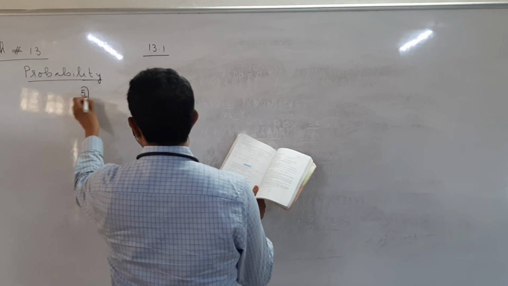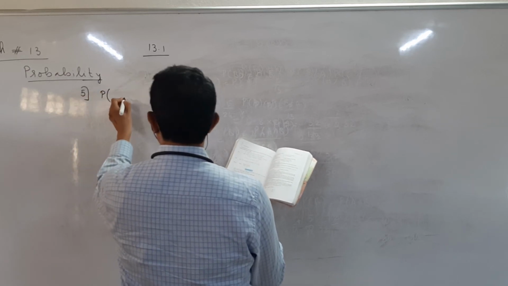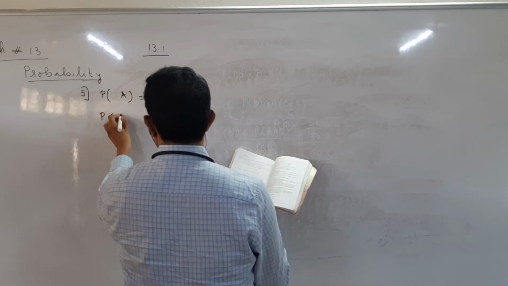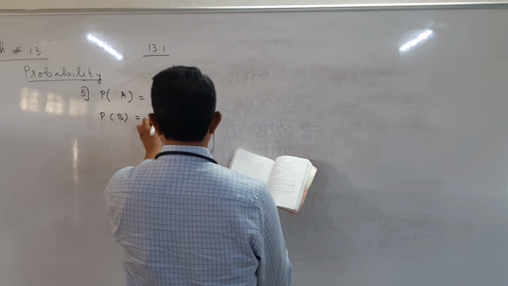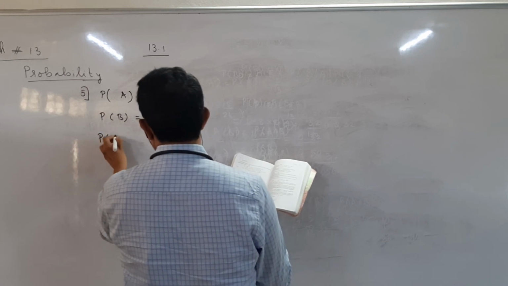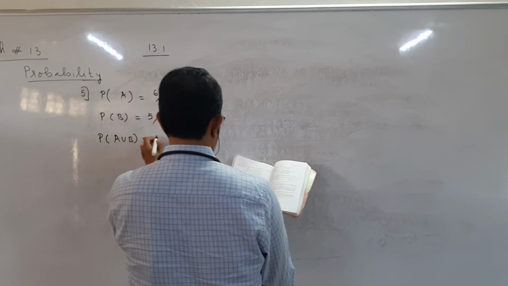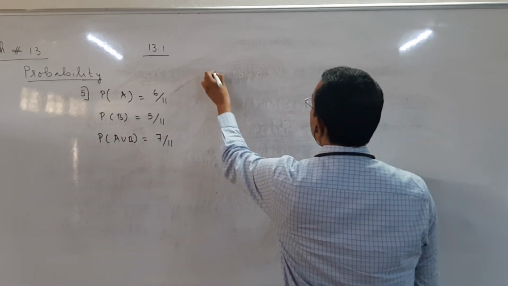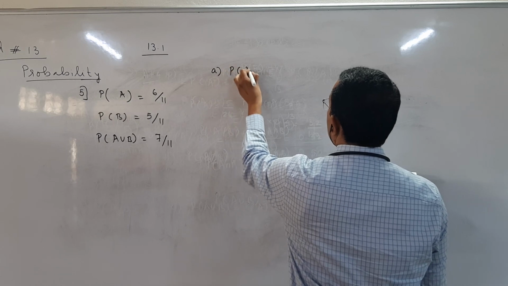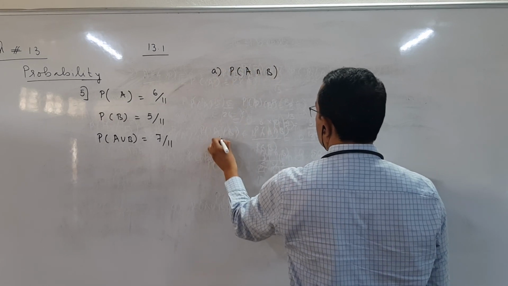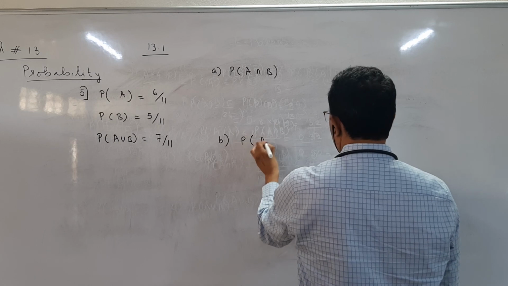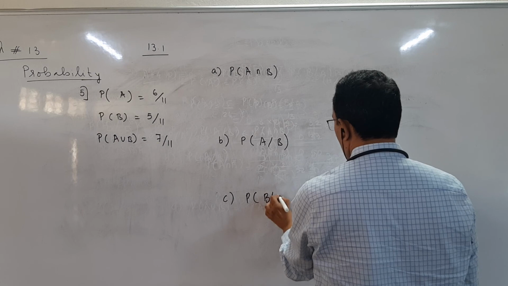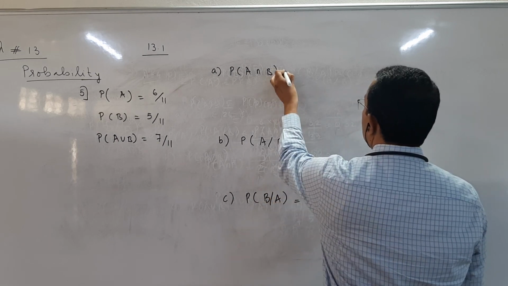The fifth sum, probability of A is 6 by 11. Probability of B is 5 by 11. Probability of A union B is 7 by 11. Find first probability of A intersection B. Second, probability of A given B. And third, probability of B given A.